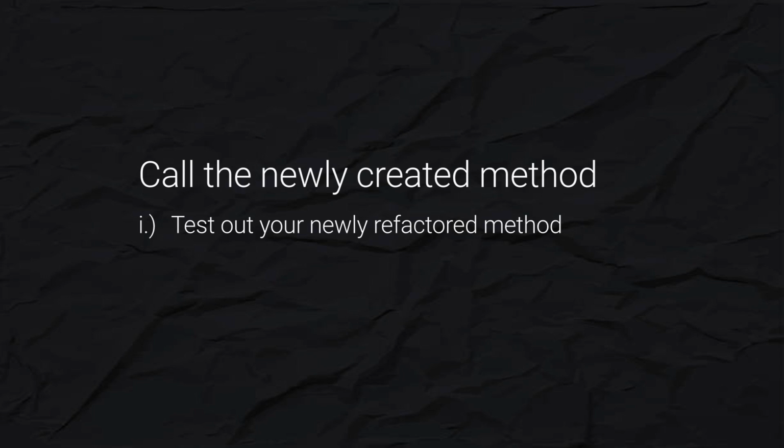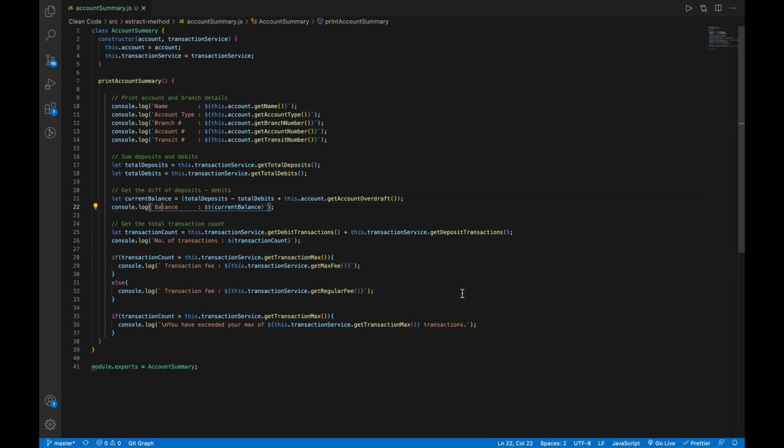And the last step, call your newly created method from the original method and then test out your newly refactored method. So now let's jump into the code and start refactoring. So the first thing I want to do here is identify the code fragment or fragments that I want to extract. So looking at this function here, I see 5 different places we can refactor.